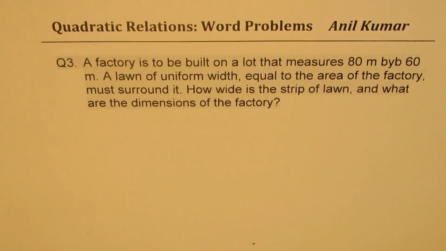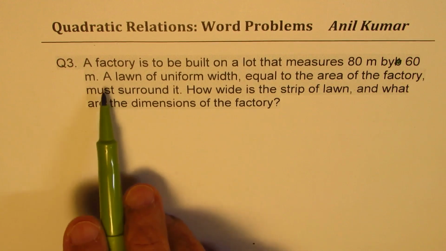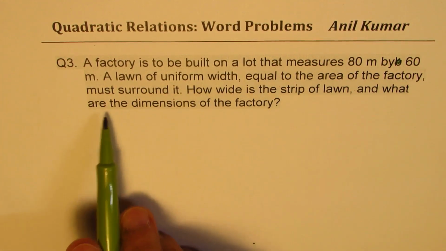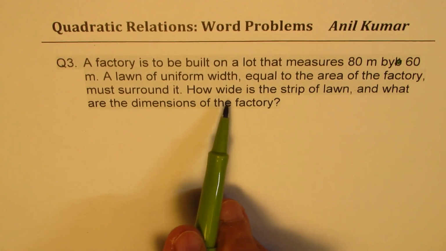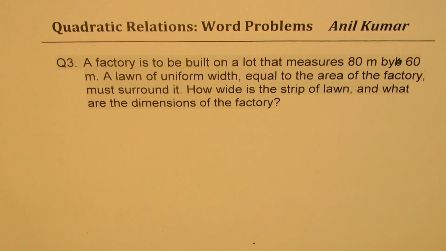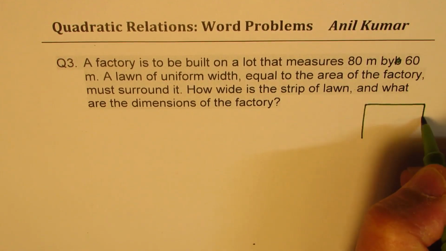Question number 3. A factory is to be built on a lot that measures 80 meters by 60 meters. A lawn of uniform width, equal to the area of the factory, must surround it. How wide is the strip of lawn and what are the dimensions of the factory? Okay, so let's make a diagram here to reflect the situation.